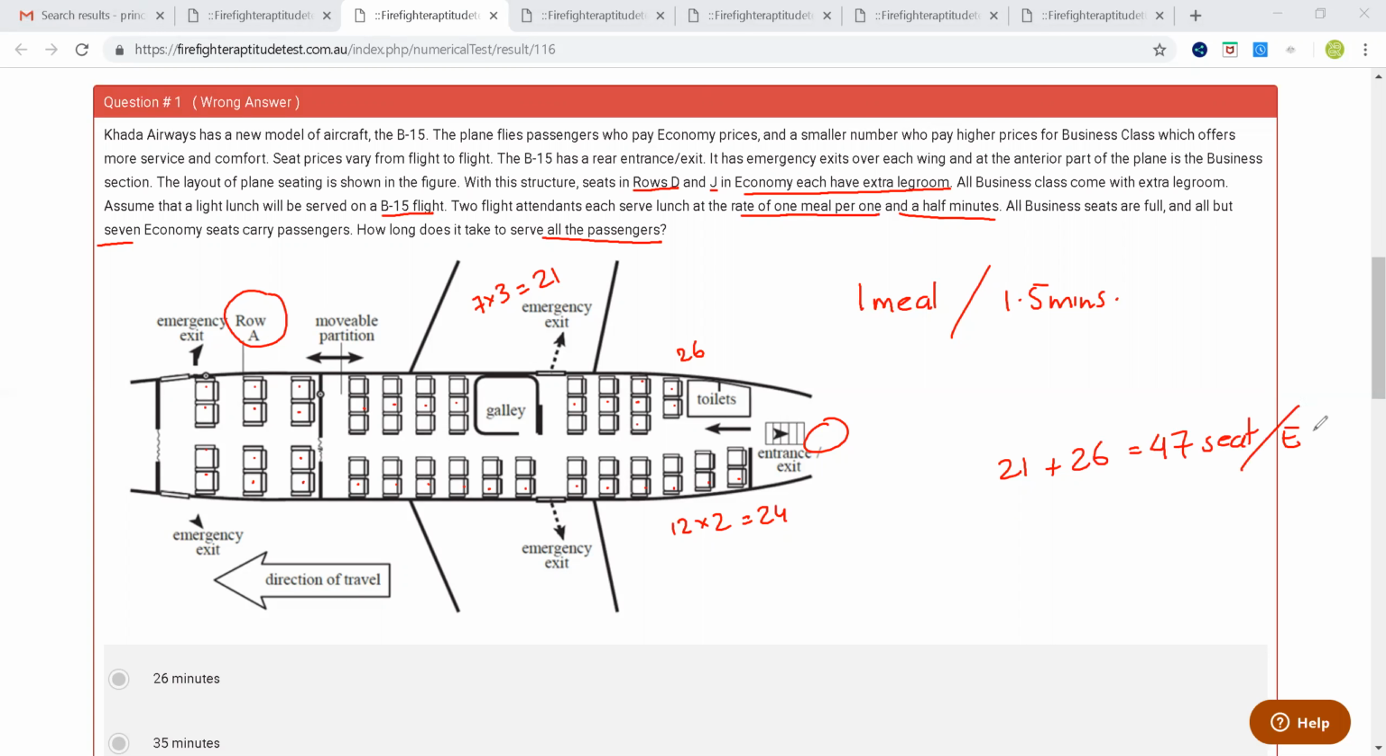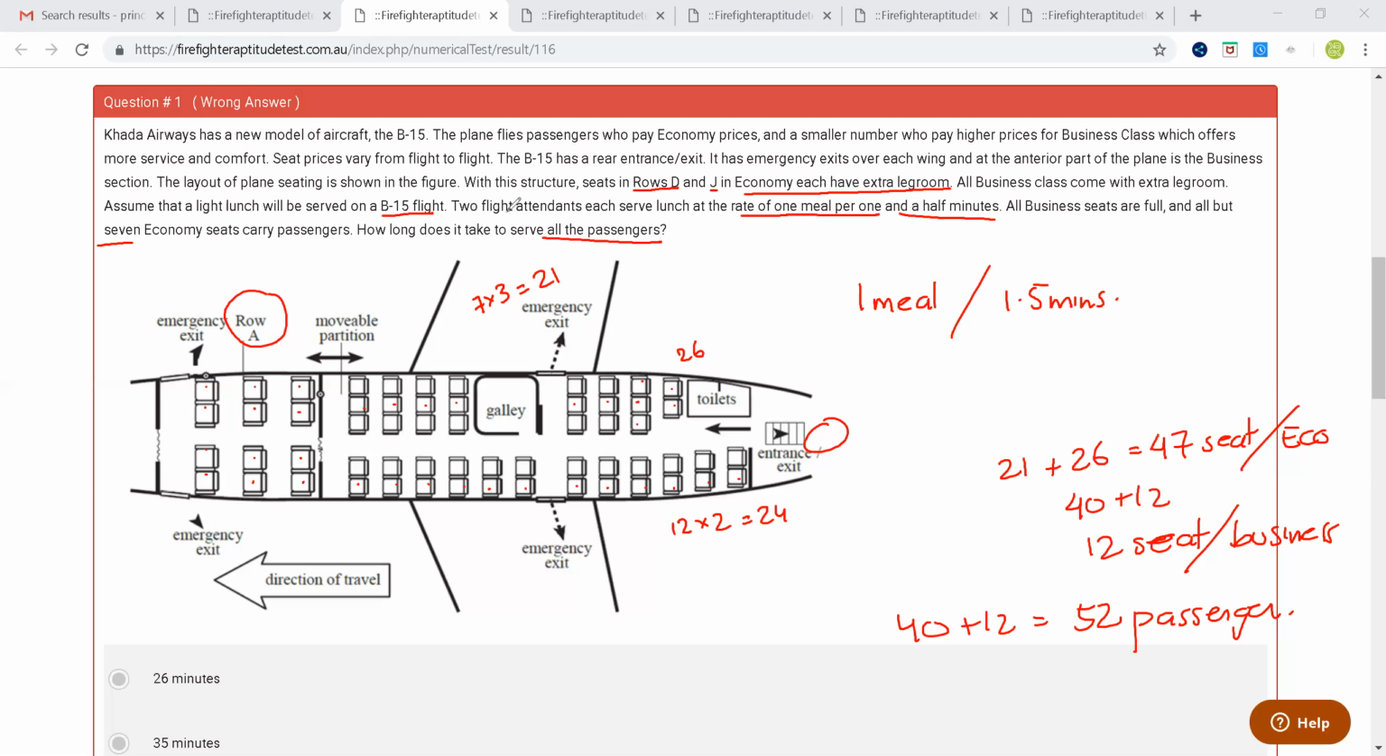Those are economy, right? And then there is 1, 2, 3, 4, 5, 6, 7, 8, 9, 10, 11, 12 seats that are business, basically. Now, 7 fewer are going in economy, right? So 40 plus 12 is equal to 52 passengers boarded on the plane, okay?